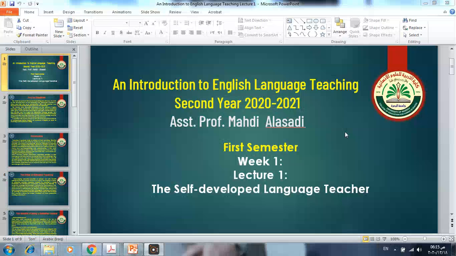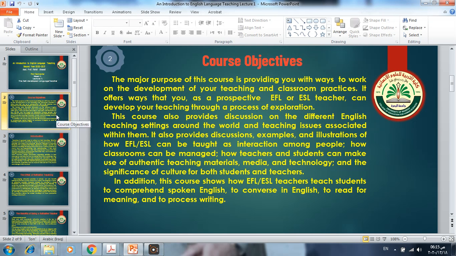Now let's start with the objectives of the course. What are the goals? What are the purposes of this course? The major purpose of this course is providing you with ways to work on the development of your teaching and classroom practices. So it provides you with different ways, strategies, and techniques to help you work on developing your own teaching and your own classroom practices.